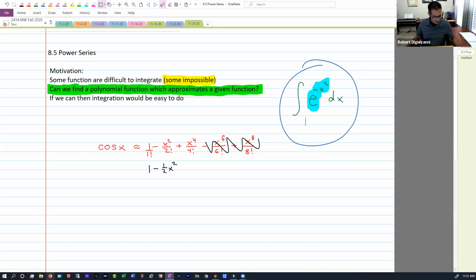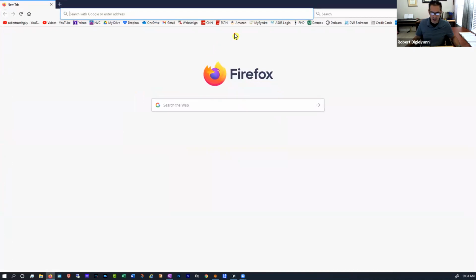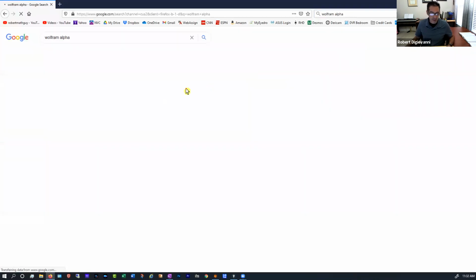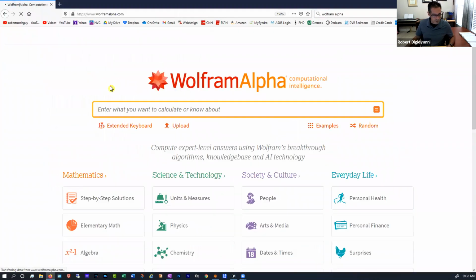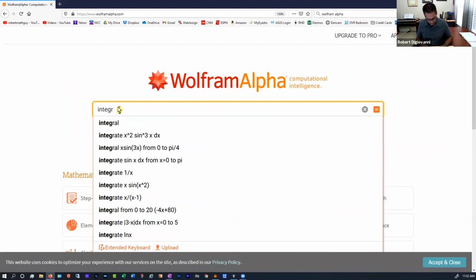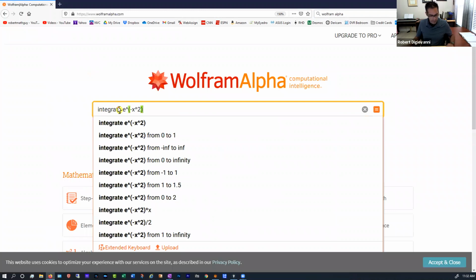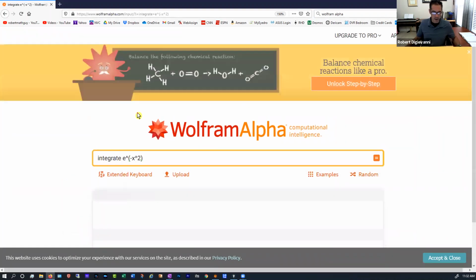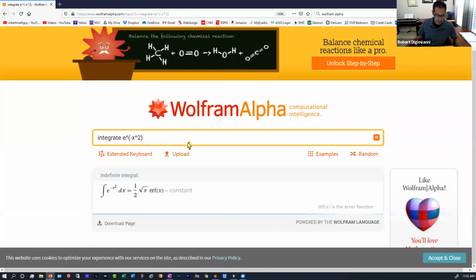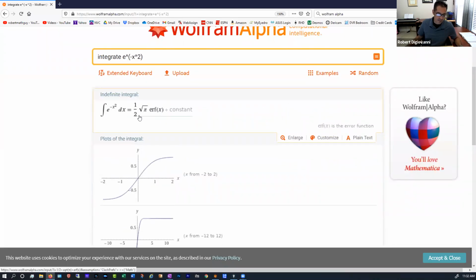And just as a final wow factor, it's a wow factor for me, I don't know if it is for you. Wolfram Alpha. Let's go try and integrate that again. Integrate e raised to the negative x squared. Classic example. It tells you the answer: 1/2 square root of pi erf x. What's erf? It's an error function, so it's not giving you a closed form answer. It's kind of giving up on you.